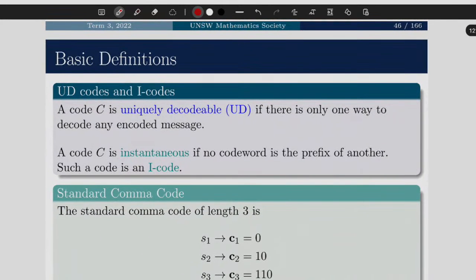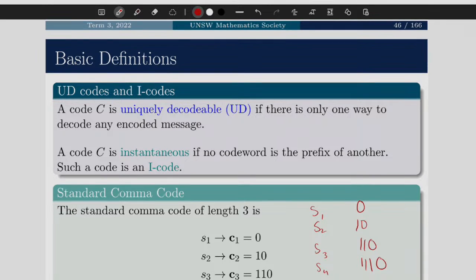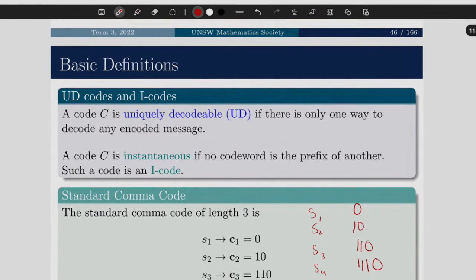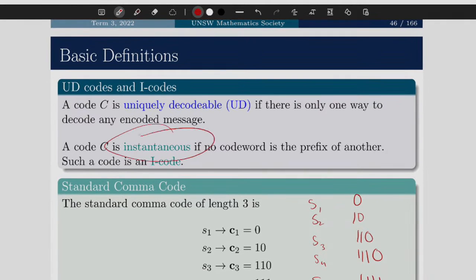This is the standard comma code, and the standard comma code is essentially defined by its zeros. If I go to S2 or S3 or S4, or even further, let's say length 4, then naturally it still follows this pattern: 1, 2, 3, 0, 1, 1, 1, 1. You can very clearly see that this is instantaneous, just because no code word is a prefix of any other code word. And it's also uniquely decodable.